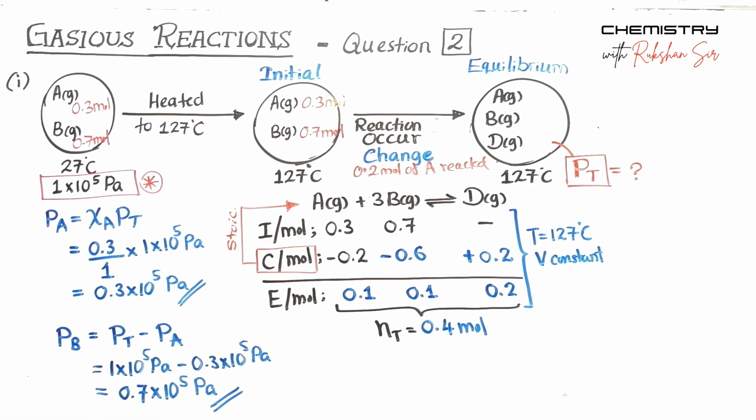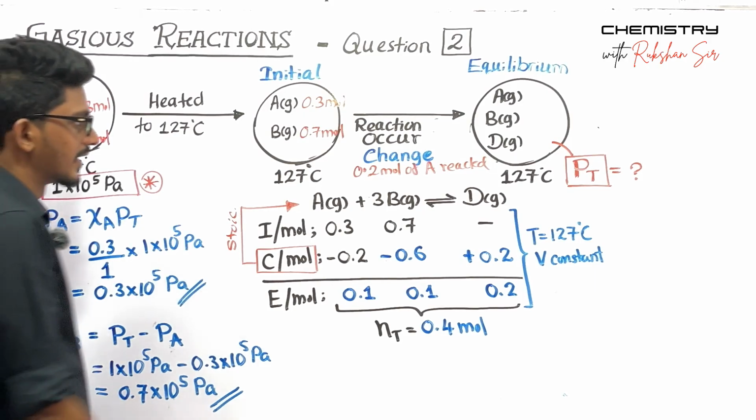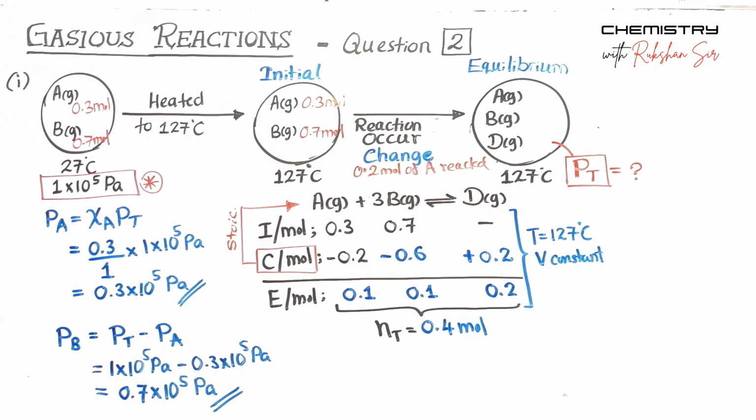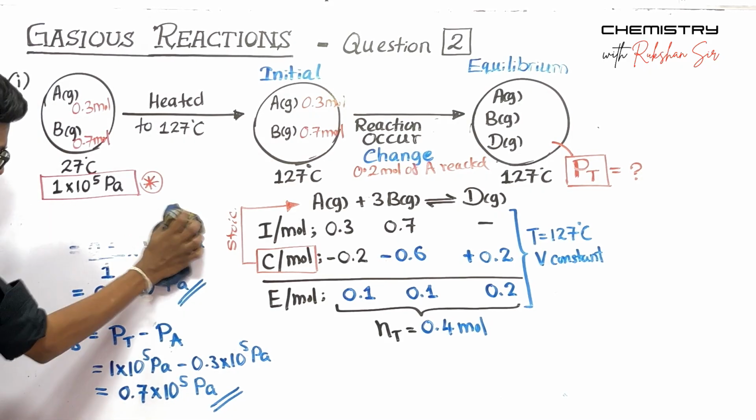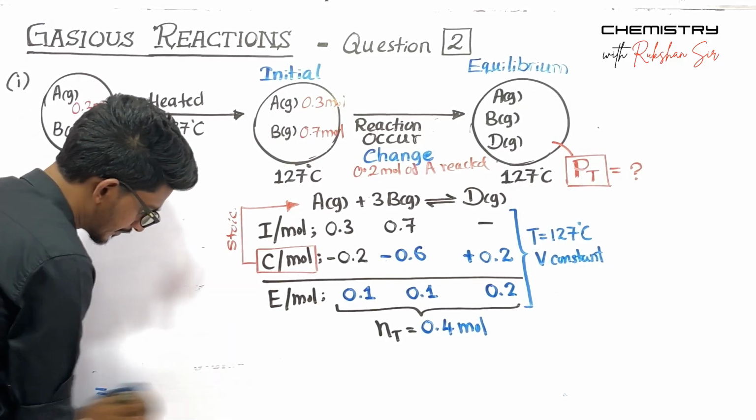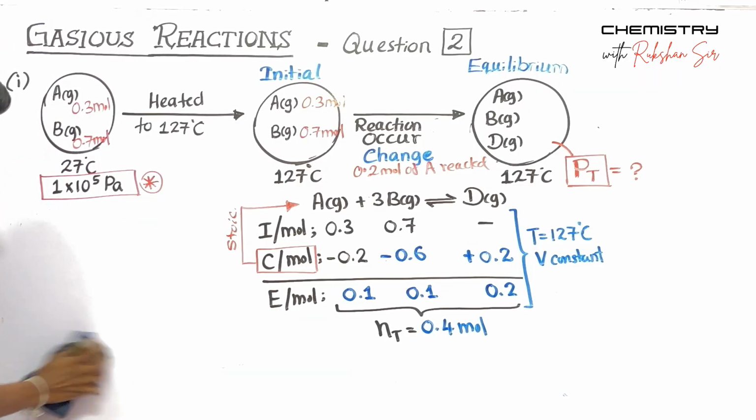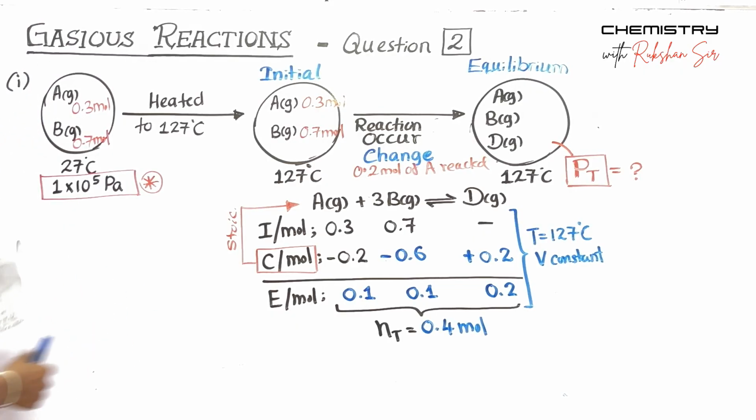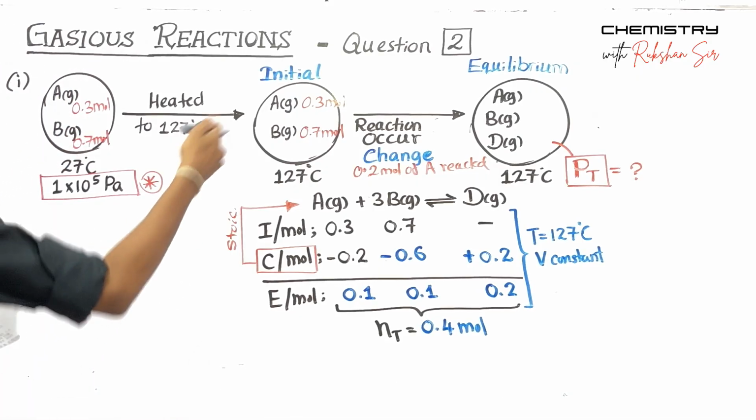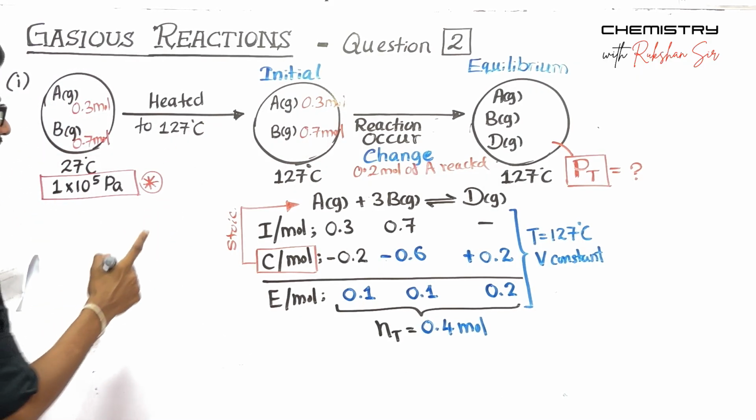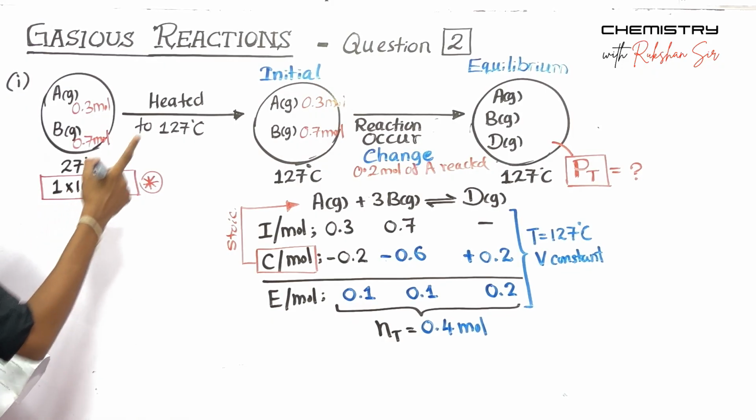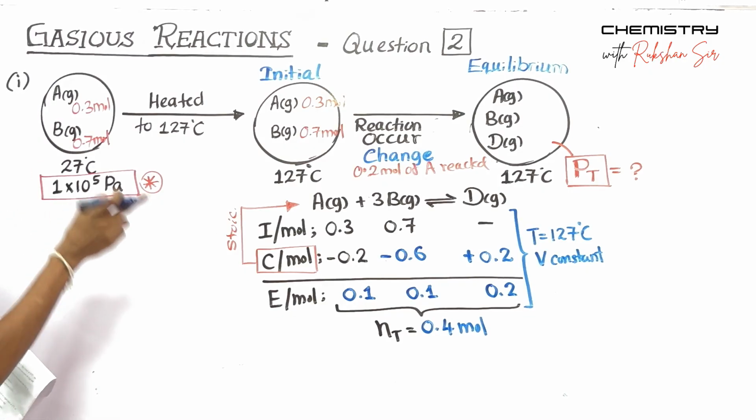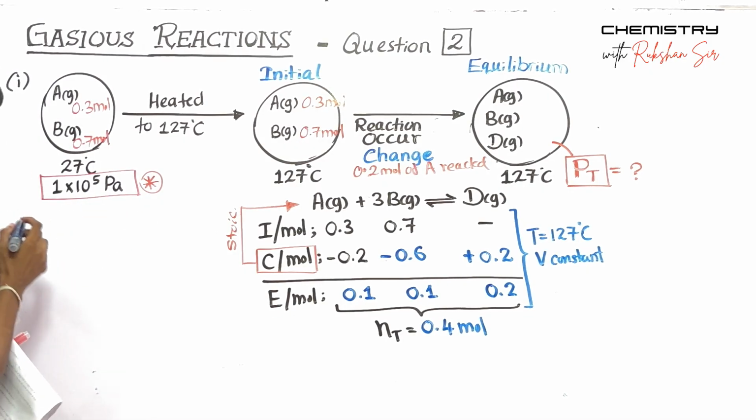Let's see how to use the proportionalities to come up with the pressure here. So let's come up with the method of proportionalities. I'll write that here. So I'm relating this one and this one. First the needed one, that is the system at 127 equilibrium.